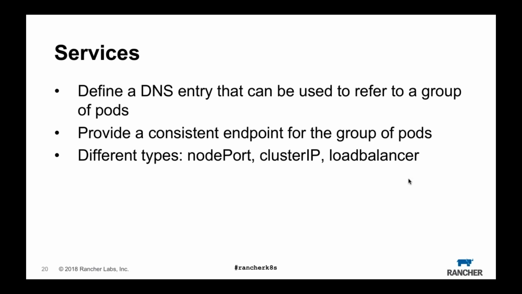So normally, let's say you have a multi-tier application where you have a database and some front end that needs to talk to the database, you would normally give the front end a DNS entry that points to the service of that database. And then the service itself will do round robin load balancing. If you have multiple instances of the application, it will do round robin between those instances.